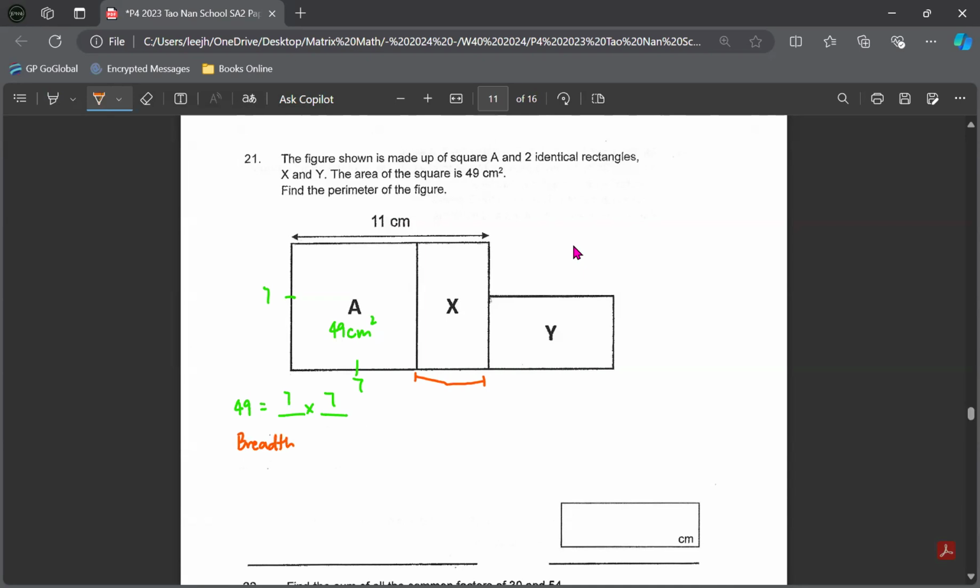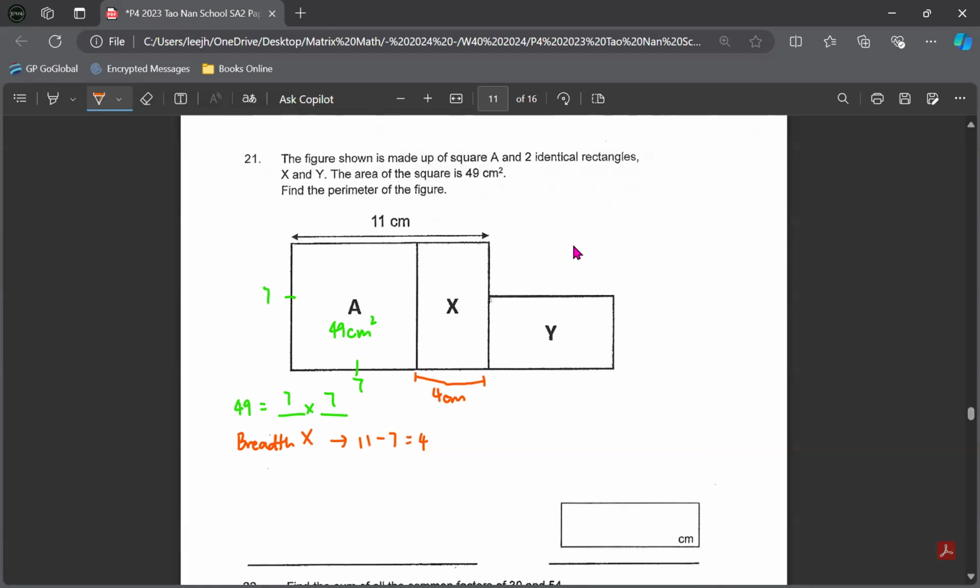Breadth x. So this is 11 and this is 7. So breadth of x will be 11 minus 7. This is 4 cm. Okay. So I need to find out what is the perimeter. Very simple. Very simple already.